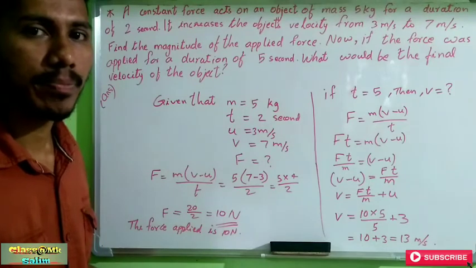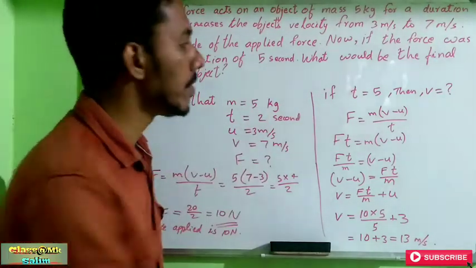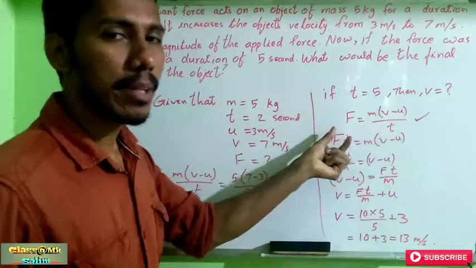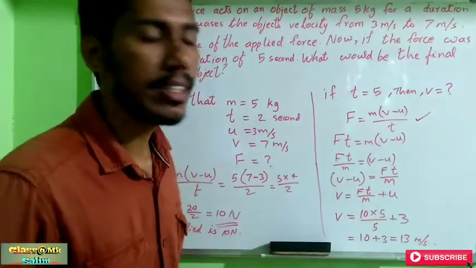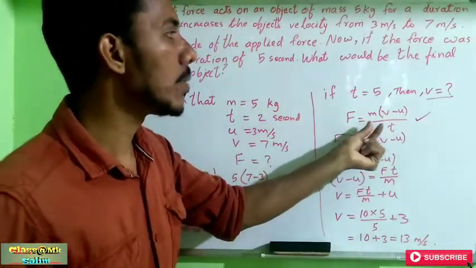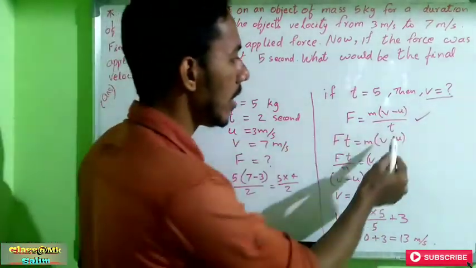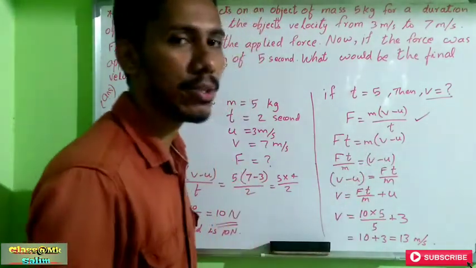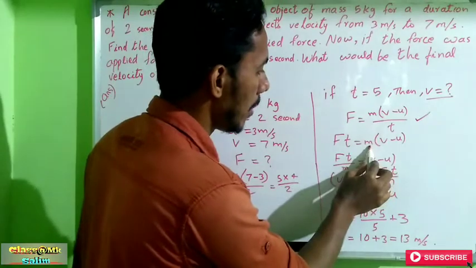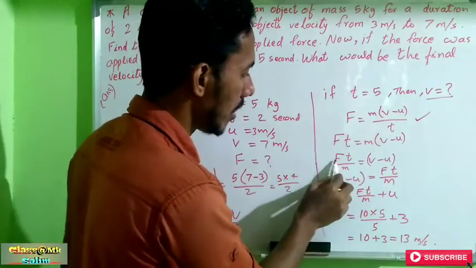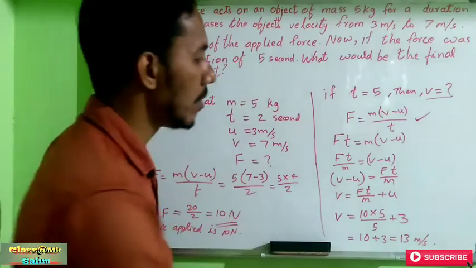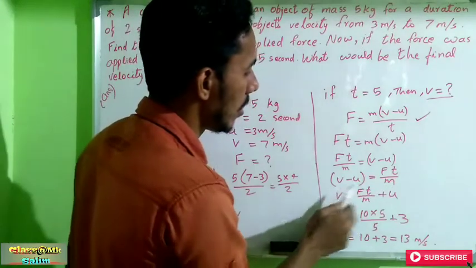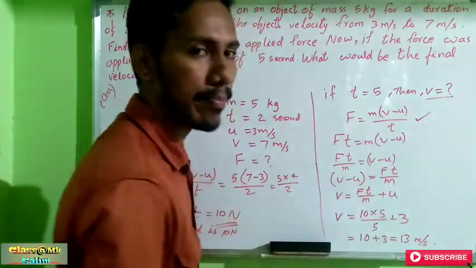We get the answer. Then in the another part, if t is equal to 5, then find final velocity. We only know the equation from second law. From second law, F is equal to m into v minus u by t. That is, we have to rearrange this equation to get v. So then this t take into the LHS, then Ft is equal to m into v minus u. Then this m is take into this side, then we get Ft divided by m is equal to v minus u. Then just invert this equation. V minus u is equal to Ft by m.